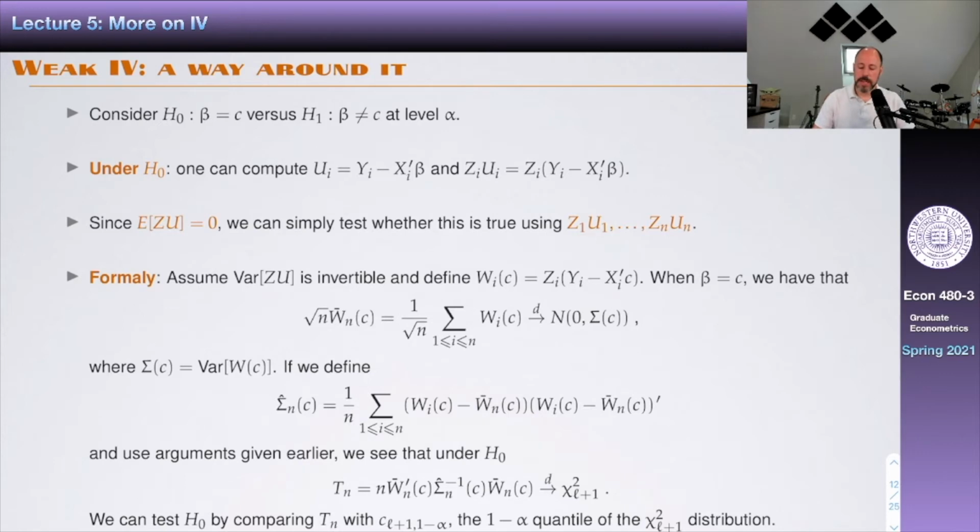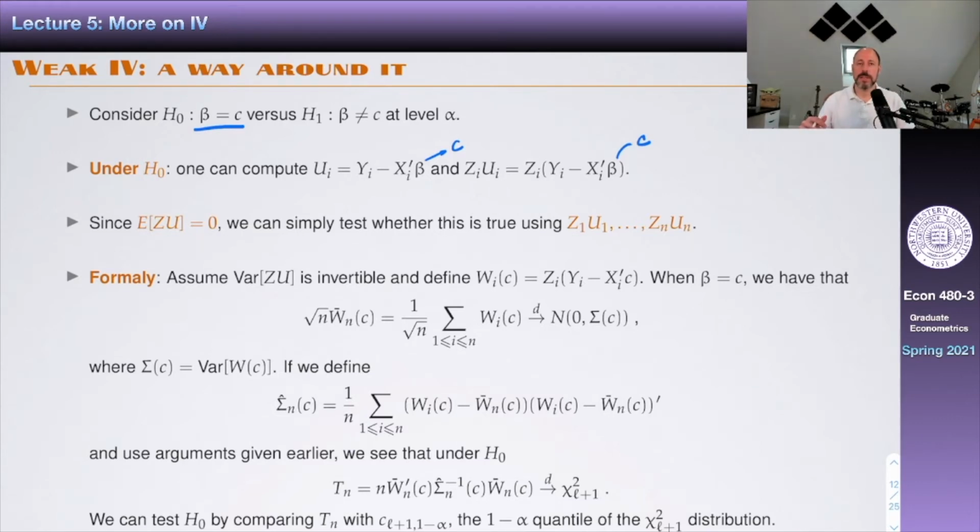So suppose that you want to test whether beta is equal to C or not. Okay, the alternative is beta is not equal to C. Let's just take C equal to 1 for simplicity. Then under the null hypothesis, you can compute U, which is Y minus X prime beta, and Z times U, which is Z times (Y minus X prime beta), by replacing beta with the null hypothesis value, which here would be C, because you know C. We're testing beta is equal to 1, just put in 1. This is a vector, right? So it could be a vector of constants, but we're just testing that this vector beta is equal to some other vector C. Just plug in C, and now you know all the pieces.